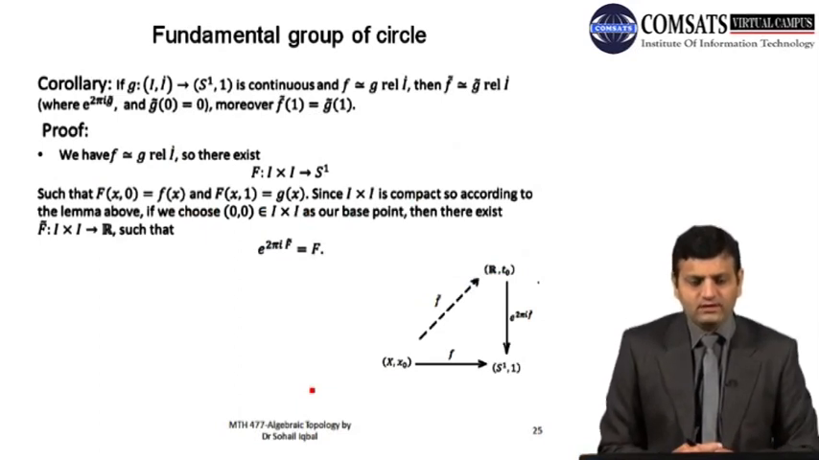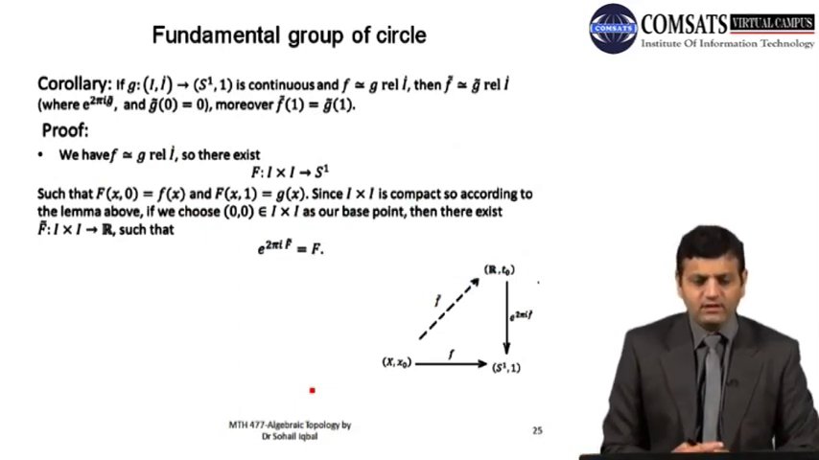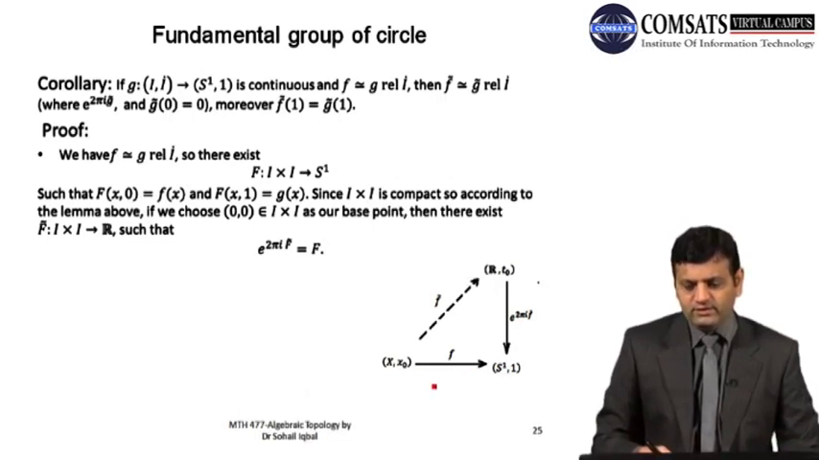Now let's begin with another important corollary of this lemma. If we have a continuous function f from I to S1, and if it is relative homotopic to g, then f tilde is homotopic to g tilde. So what is this statement?